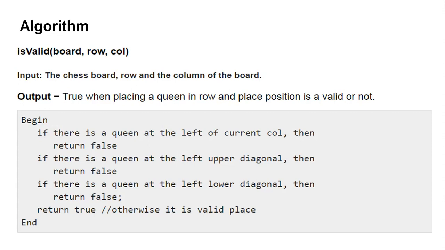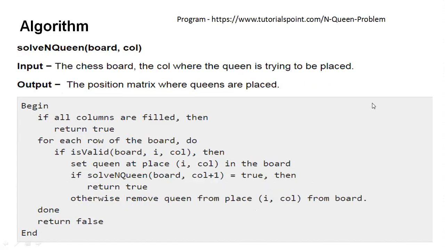Okay, so if any queen is attacking over there, you will return a false, and as soon as you return a false, what would be the next step? We will increment row by 1, right? And whenever you reach the last row, that time we will increment column by 1, right?